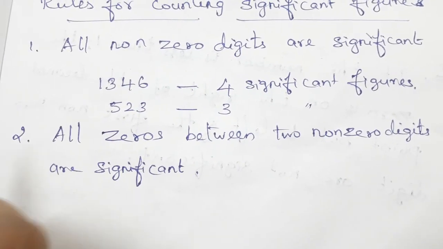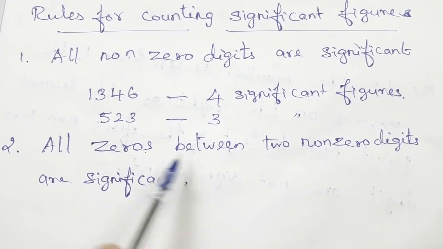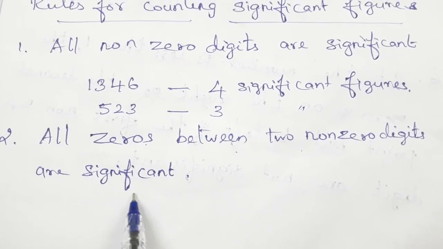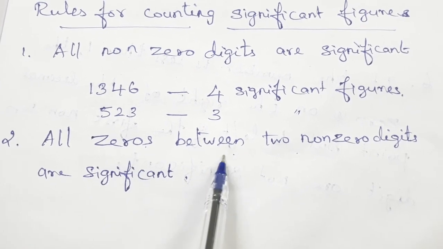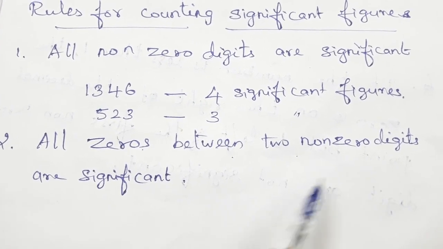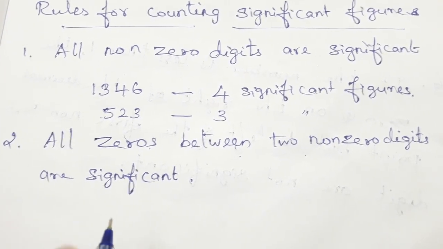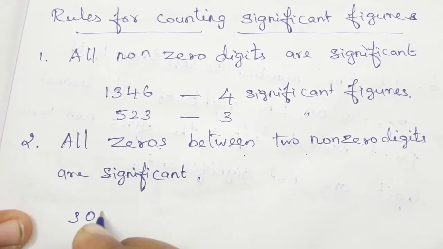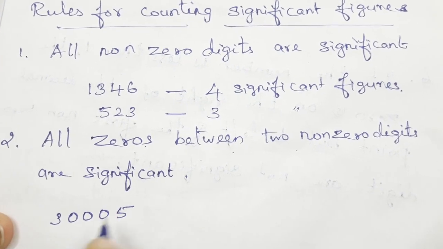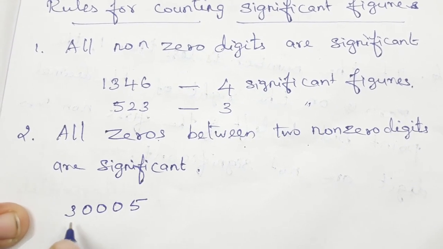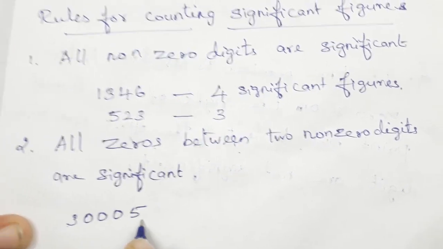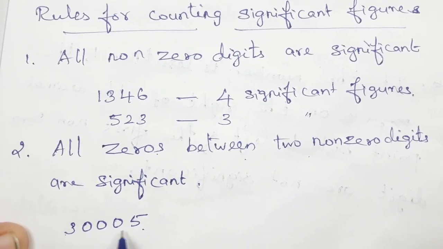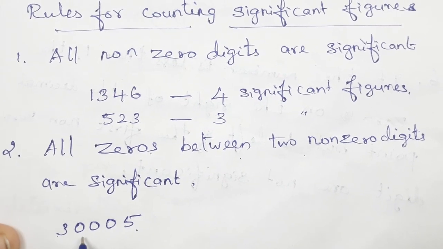Second rule: all zeros between two non-zero digits are significant. For example, 30005. In this number, 3 and 5 are non-zero digits. In between, 3 zeros are there. So these zeros are included for the significant figures.